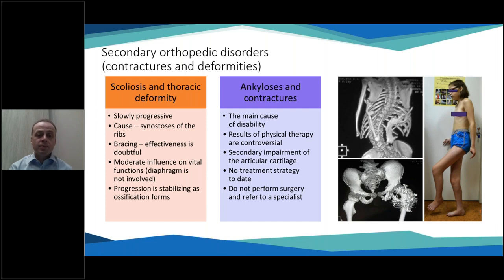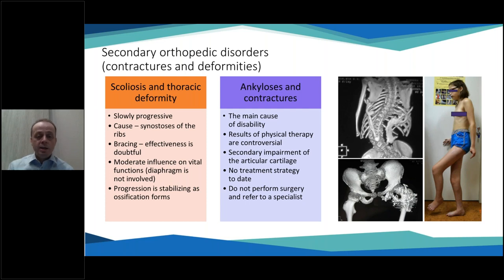And interestingly, scoliosis and thoracic deformity have a moderate influence on the vital functions like vital lung capacity and others, because the diaphragm is almost never involved in the ossification process. It's very interesting, a topic for additional investigation, but vital functions are quite preserved in FOP.